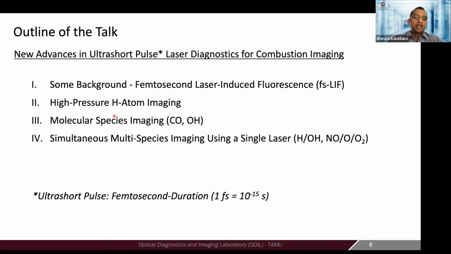Specifically, since the title says new advances, in topics 2, 3, and 4, I will focus more on the more recent work done at Texas A&M, specifically high pressure hydrogen atom imaging in high pressure flames, and then using these femtosecond pulses for imaging molecular species. Specifically, I will outline 2 examples of imaging carbon monoxide and hydroxyl radicals, CO and OH, in flame conditions.